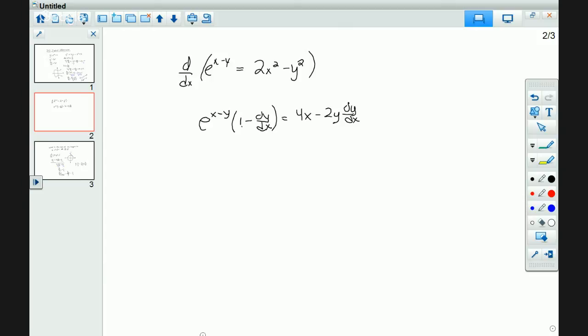Okay, give yourself a pat on the back. You've calculated derivatives. That's all the calculation of derivatives that you have to do. You just need to practice those now.